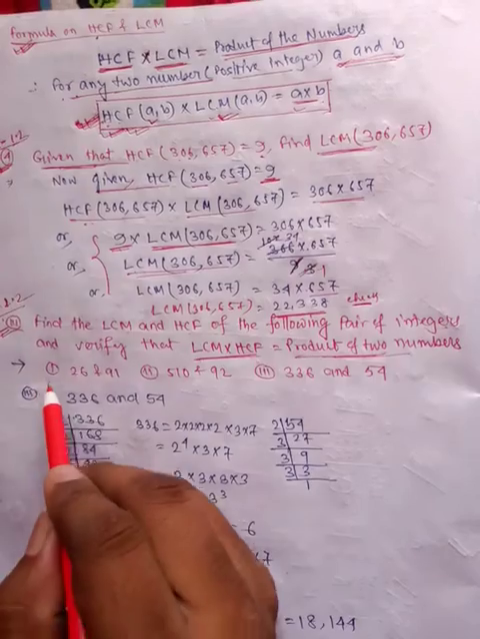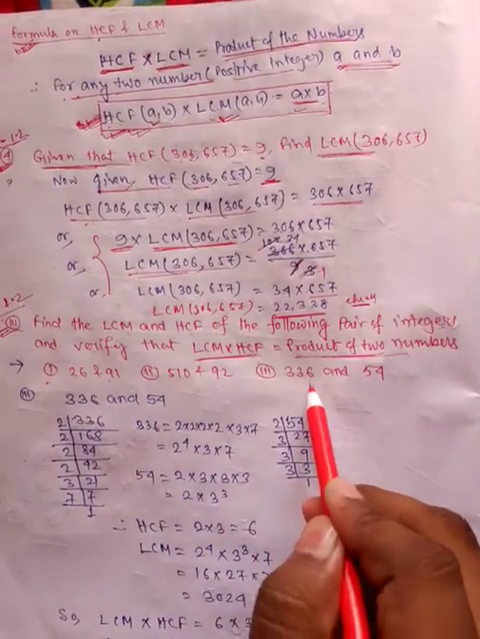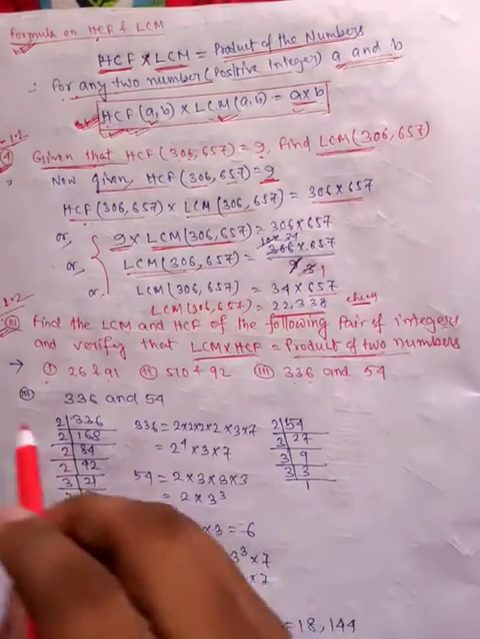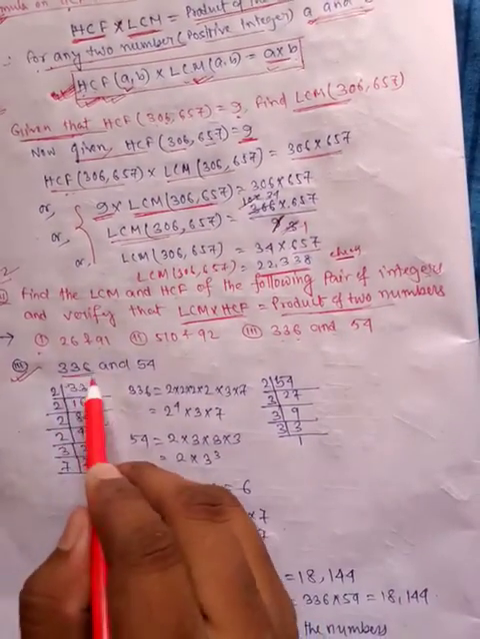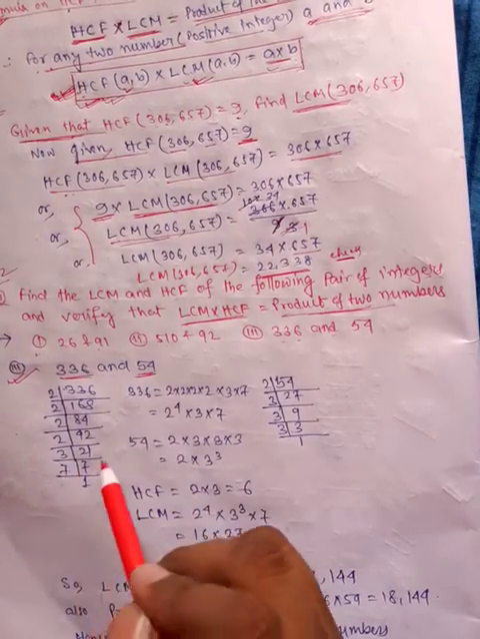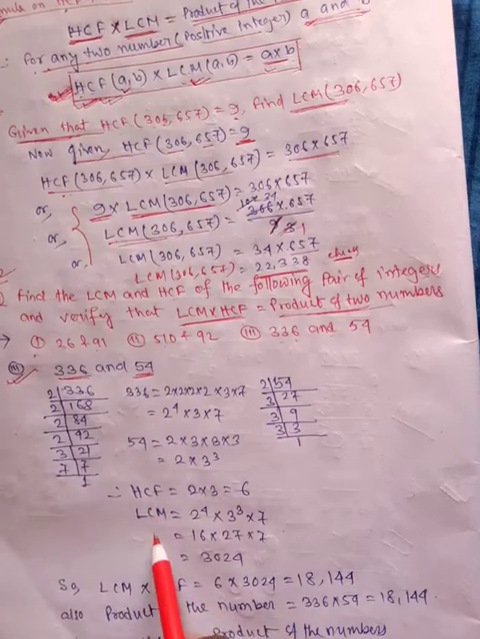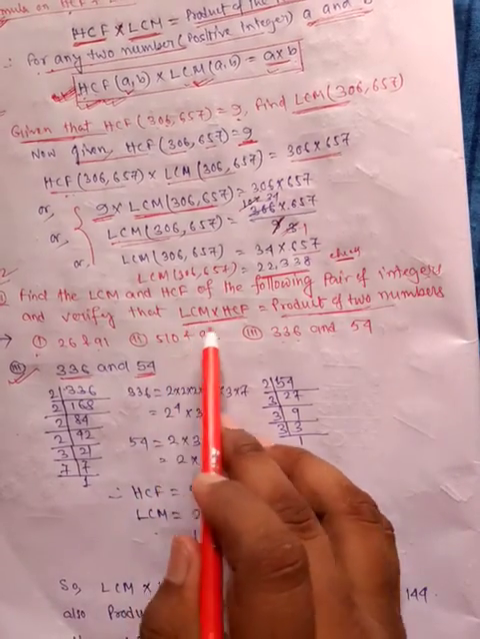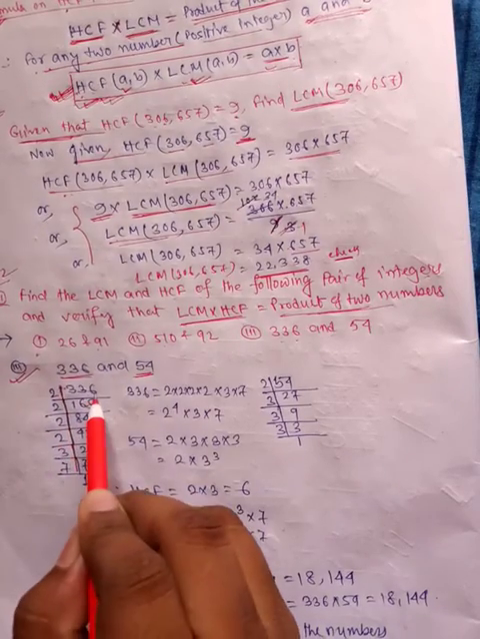Now there are three questions given: 26 and 91, 510 and 92, and 336 and 54. Now I am solving the third question, 336 and 54. Using prime factorization you have to find the HCF and LCM, because then you have to verify this. So first find the prime factorization of 336.